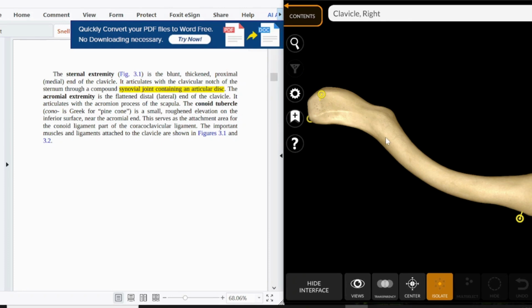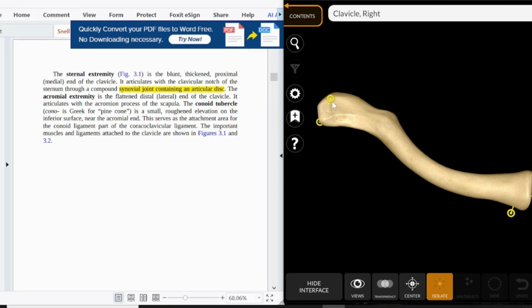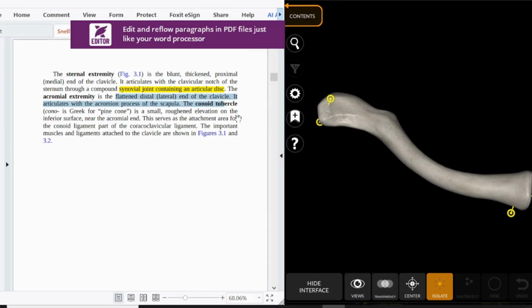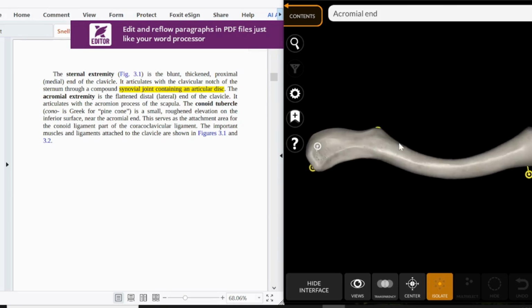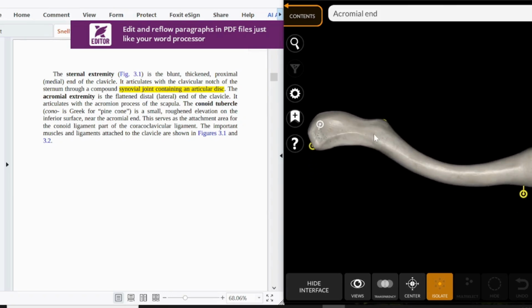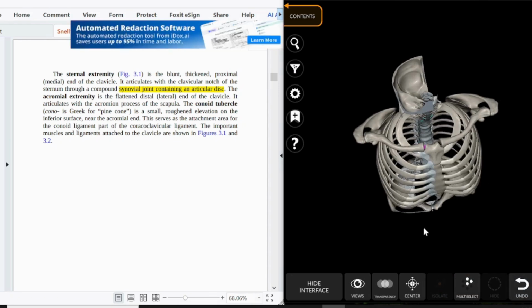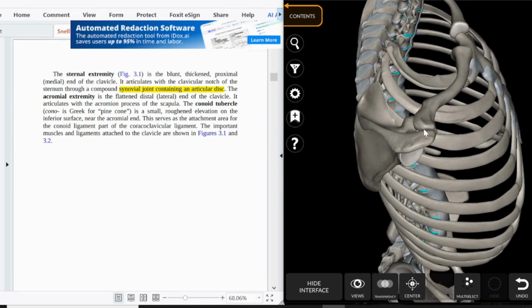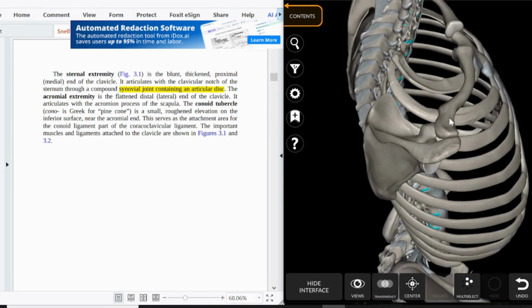The acromial extremity, this is your acromial end. This acromial end is the flattened distal end of the clavicle. Sorry, this end, the acromial end, articulates with the acromion. If I remove the isolation, you can see over here that this bone is articulating with the acromion.